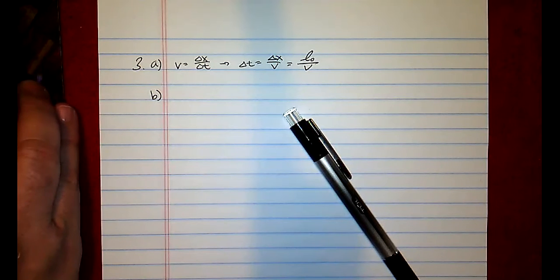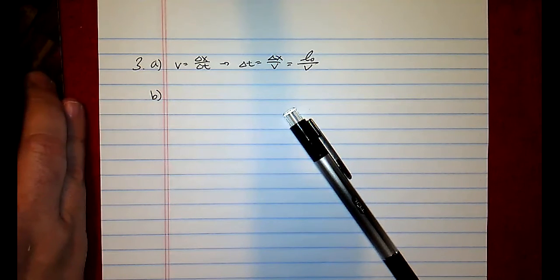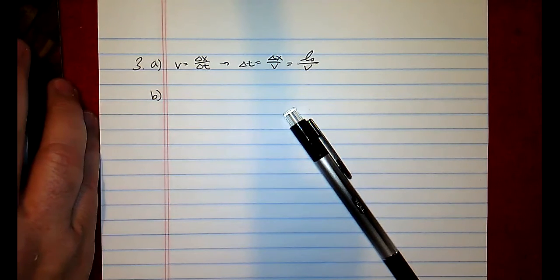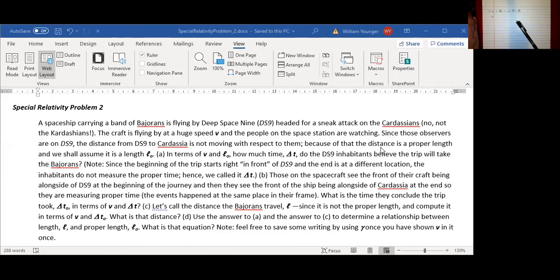With that in mind, I should be able to share the problem again. So now in part B, it says, those on the spacecraft see the front of their craft being alongside Deep Space Nine at the beginning of the journey, and then see the front of the ship being alongside Cardassia at the end of the journey. So they are measuring proper time. The events happened at the same place in their frame. What is the time they conclude the trip took? Let's call it delta t0, and we want to know it in terms of v and delta t.